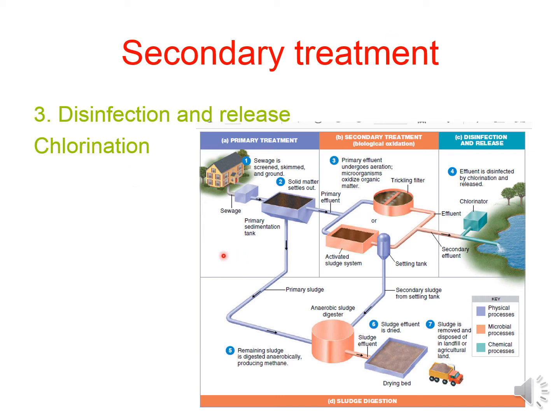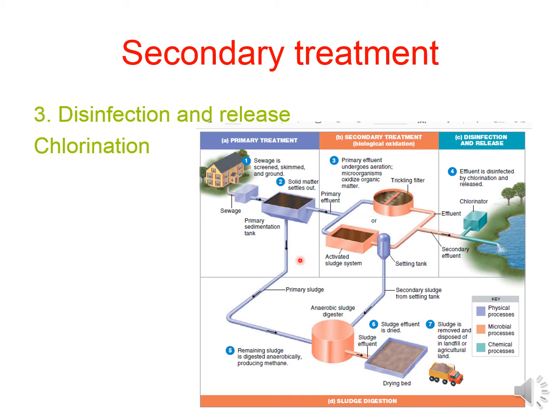This is an overview of primary treatment, secondary treatment, and disinfection. You can see the sewage passes through a screen, through sedimentation tanks, and enters either an activated sludge system or a trickling filter system. They are part of secondary treatment, and the water is then disinfected via chlorination and released into the environment. The sludge is recycled or used as landfill or manure.